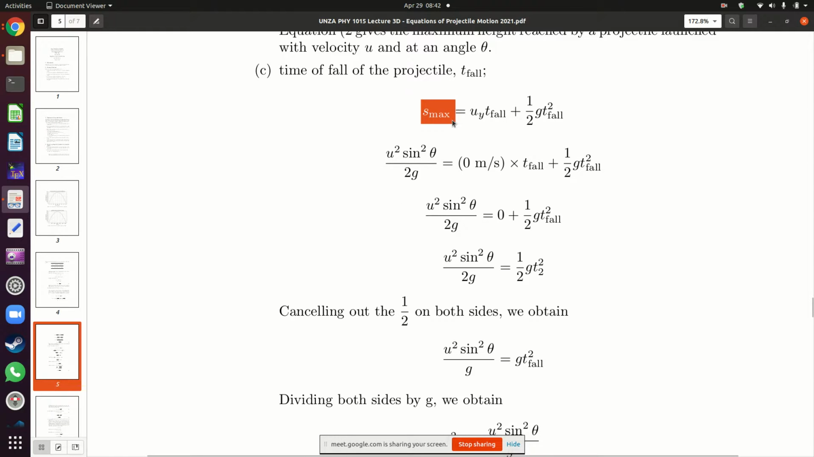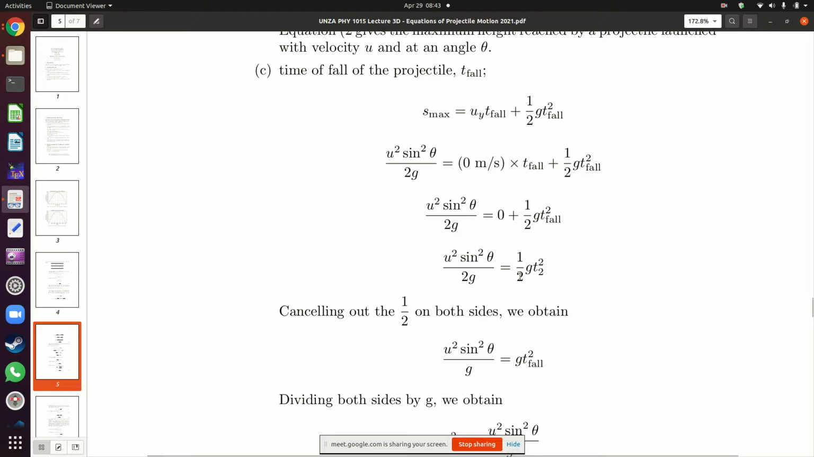We put the maximum height on the left, u squared sine squared theta divided by 2g, equals the initial velocity from maximum height coming down. The initial velocity at maximum height is 0 meters per second, multiplied by the fall time, plus half times g, which is 9.8, multiplied by the fall time squared. This multiplied by this gives you 0. So you end up with u squared sine squared theta divided by 2g equals half g t4 squared.